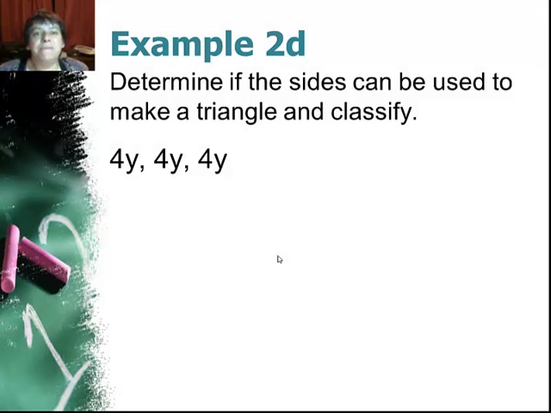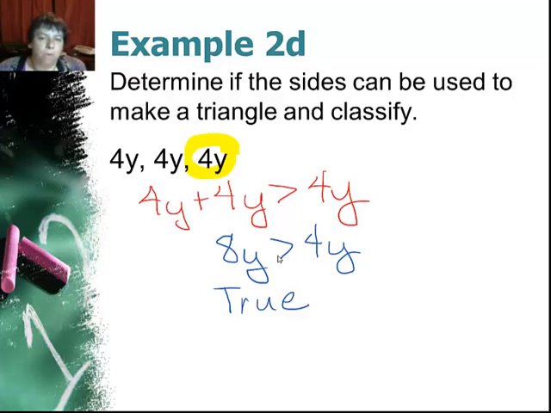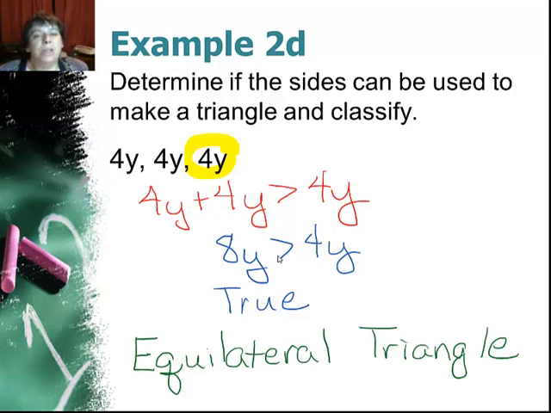In this one, you'll notice I have no numbers. So what can you do here? For lengths, they're always positive. So I'm not worried about negative numbers here. So I have three sides of 4y, 4y, 4y. It doesn't matter which one I pick to be the largest, but I'll just pick the one on the right. So I set up my inequality. The two on the left, added together, must be greater than the 4y that I picked to be my largest side. When I add them, I get 8y is greater than 4y, which is true. This is fine because remember, we have no negative lengths on sides. And since all my sides are the same, they are congruent, this is an equilateral triangle.